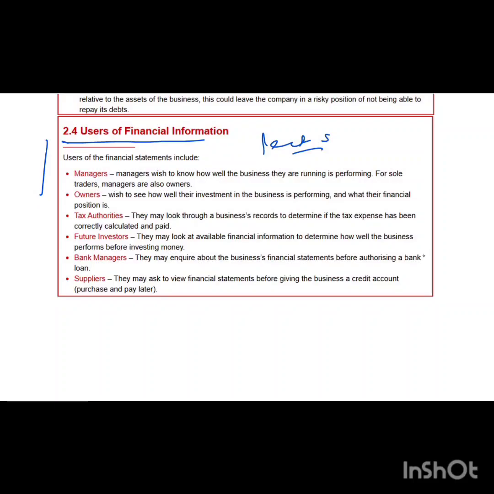So this is lecture number 5, and in this lecture we will discuss the users of the financial information, which we have already discussed. So what does it mean? It means who uses the financial information, what is the purpose, and why they are using that information. Here we have the users: managers, owners, tax authority, future investor, bank manager and supplier. So these are the users who are using the financial information, and why they are using it, we will discuss.